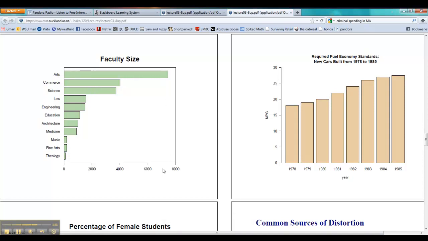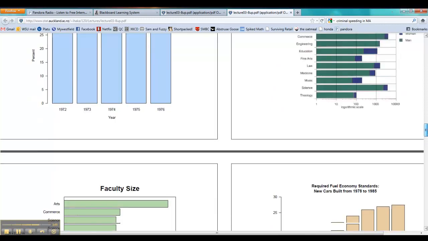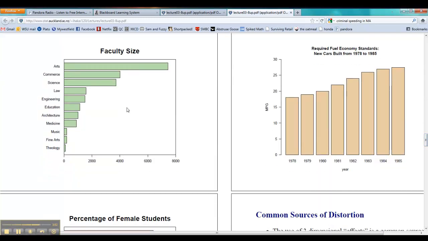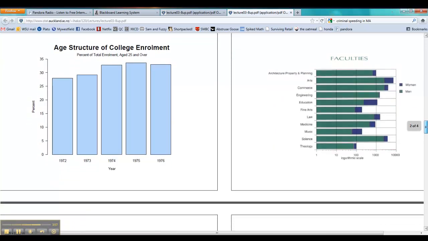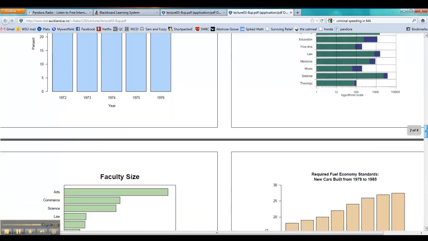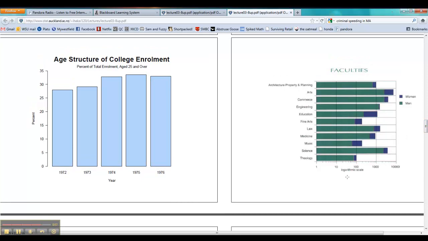So what you should do for that graph is something along the lines of this. Faculty size for the arts, commerce, all of that. If you wanted to do women and men in this one, you could do two colors like this. The horrible graph up here, but this graph is a much simpler graph. And I would not use a logarithmic scale at all because that's really misleading, and the layman really doesn't know what a logarithmic scale is, and graphs are really for the layman.